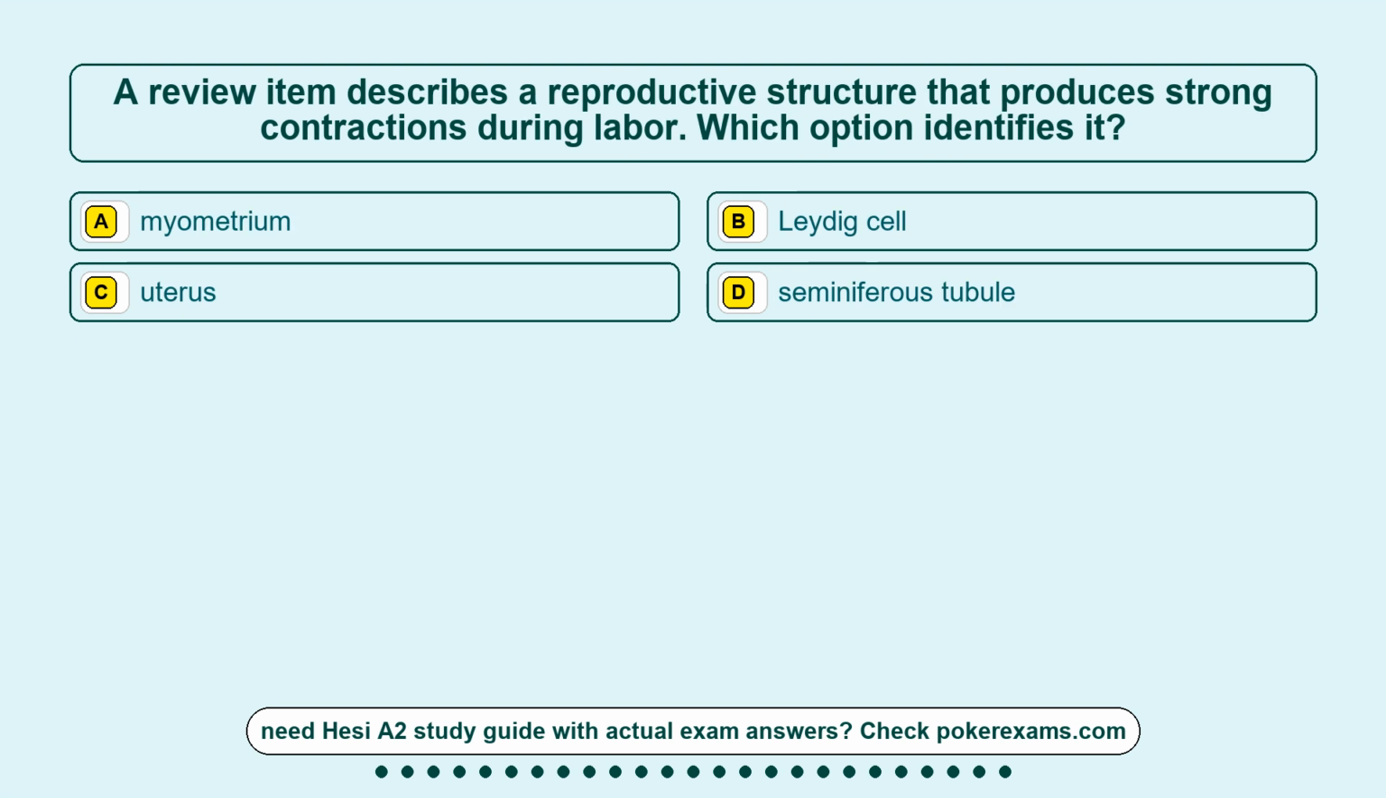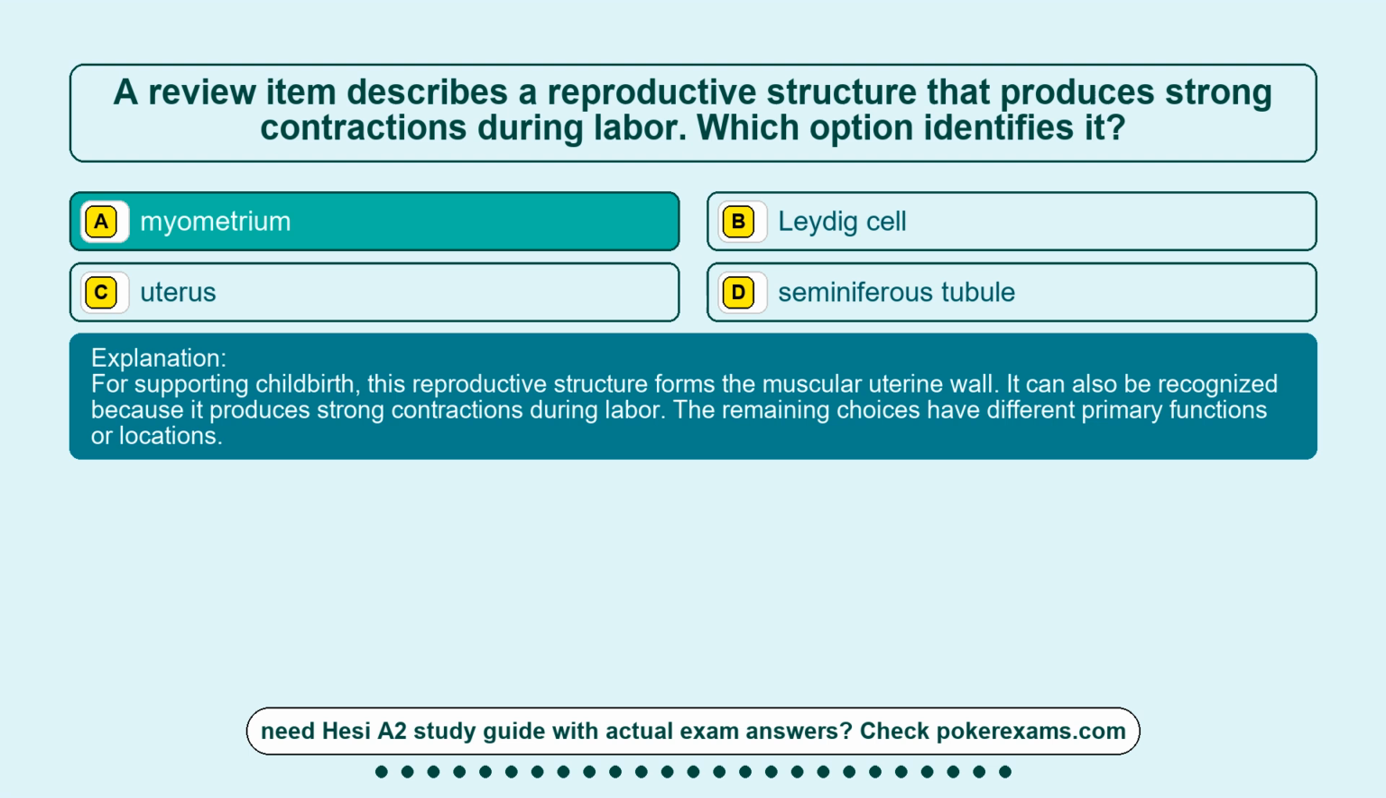Question 2. A review item describes a reproductive structure that produces strong contractions during labor. Which option identifies it? Option A, myometrium. Option B, Leydig cell. Option C, uterus. Option D, seminiferous tubule. The correct answer is option A, myometrium.